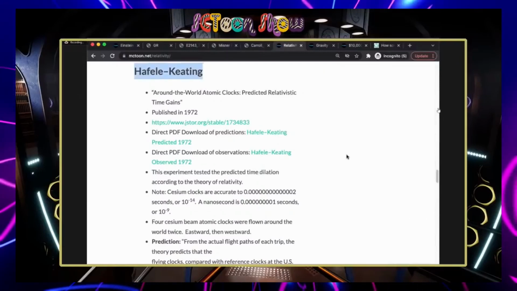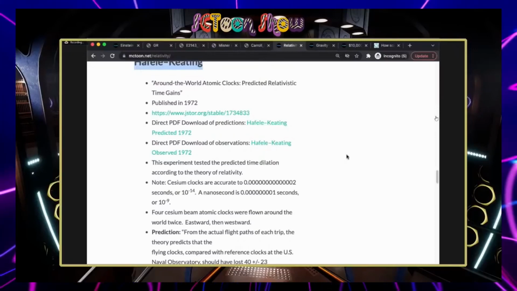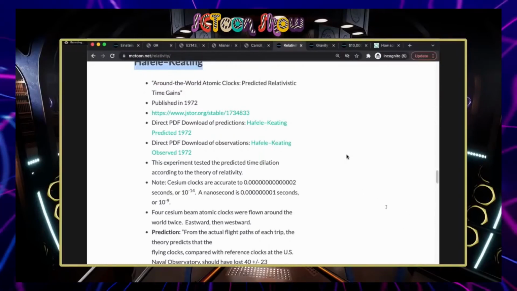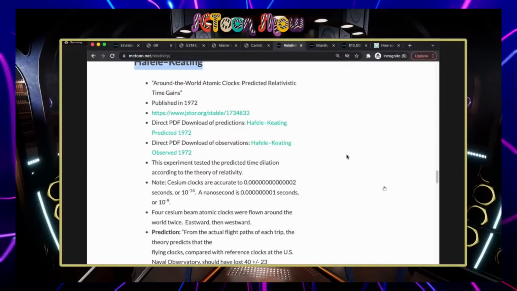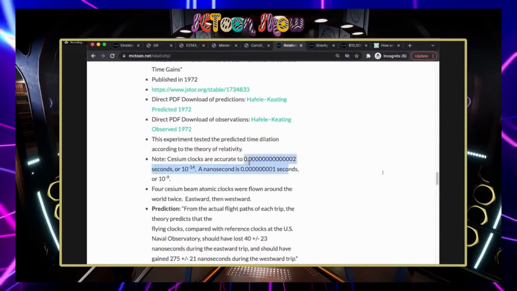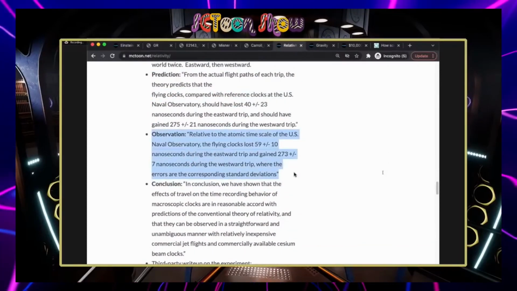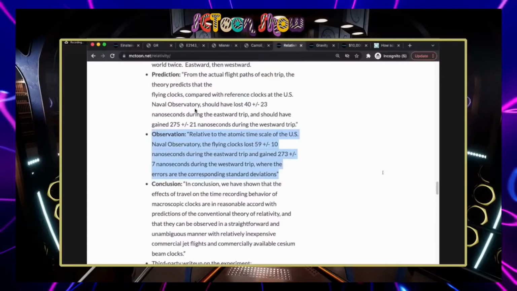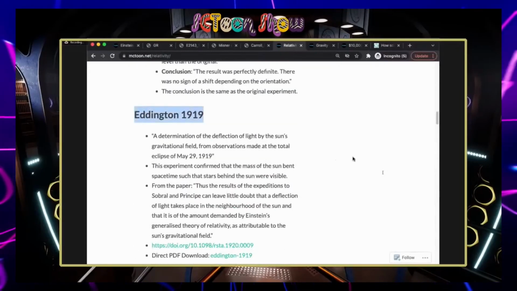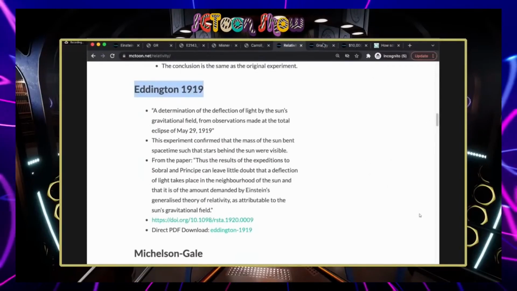For example, Hafele-Keating. They took 2 clocks, cesium clocks. They flew them in opposite directions around the Earth, and they left at different times, and they left a pair of clocks stationary. Total of 4 clocks, 2 moving, 2 stationary. They compared the time before and after. The times that they went one way, the times they went the other way, gained time and lost time. They were extremely accurate, and the prediction matched the observation. Einstein's relativity confirmed. Another one, the very first one, was Eddington 1919, when they saw the light of stars bending around the sun due to its gravity.